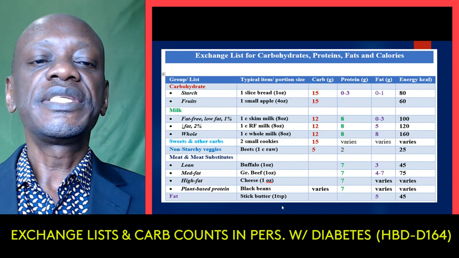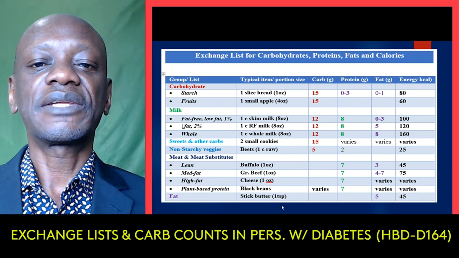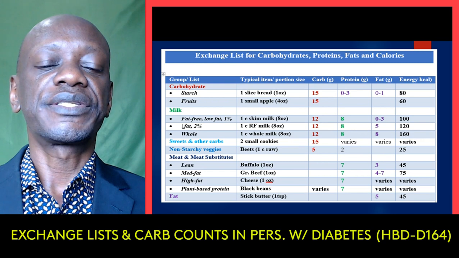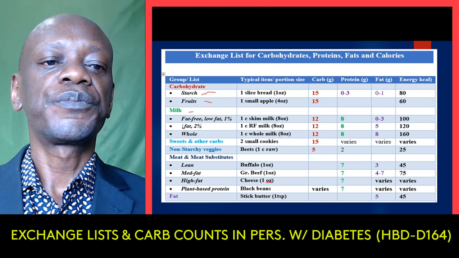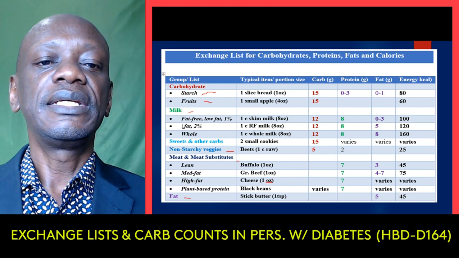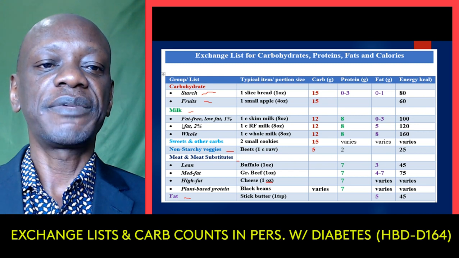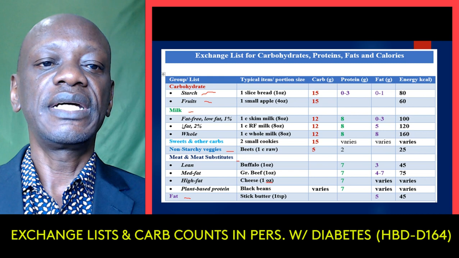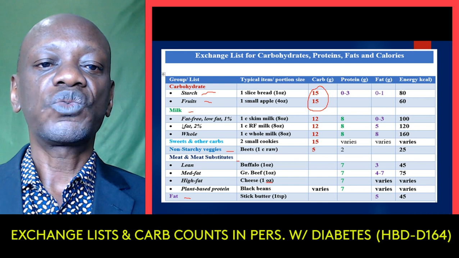Now this is an example of exchange lists for carbohydrates, proteins, fats, and calories. Now, I want you to note a few things. We talked about groups. Okay, there is the starch group, fruit group, milk group, non-starchy vegetables, meat and substitute, and then plant. So we said each group contains the same amount of carbohydrate per serving. So you can see here, for the carbohydrate group, each of these contains 15 grams of carb. That is 1 slice of bread or 1 small apple.